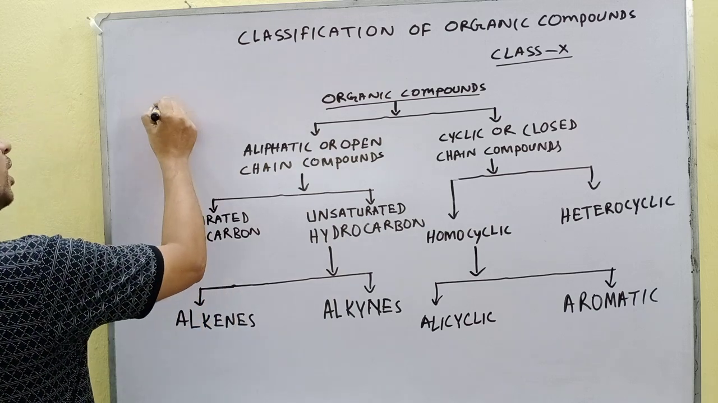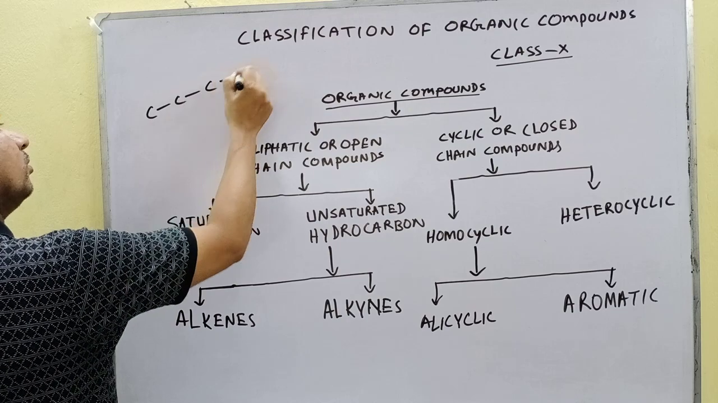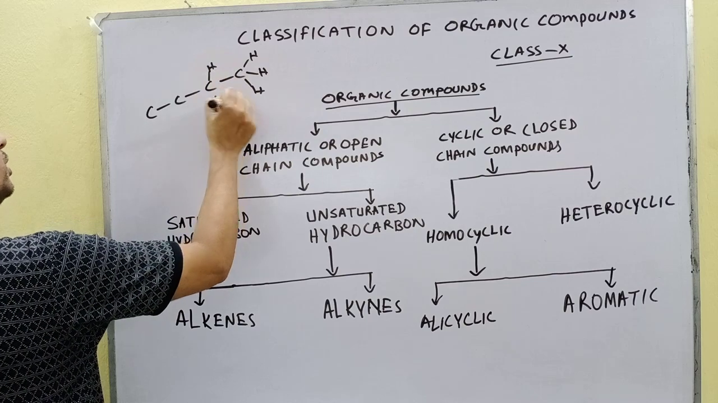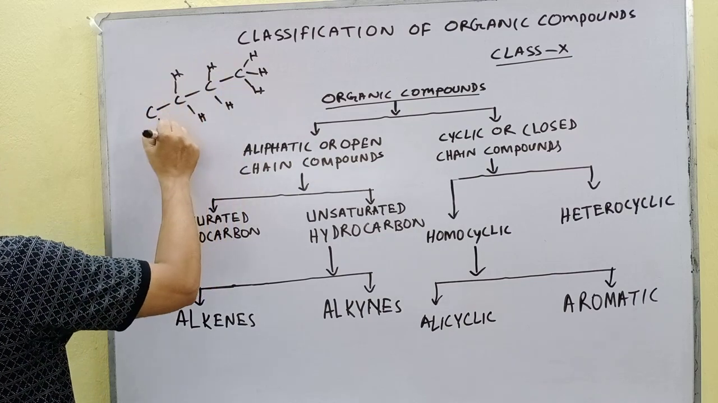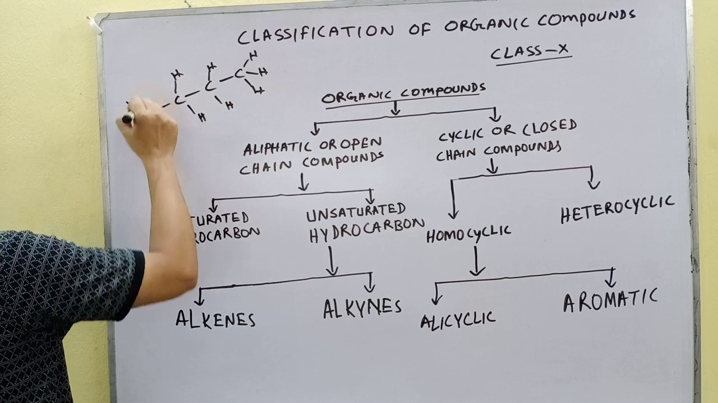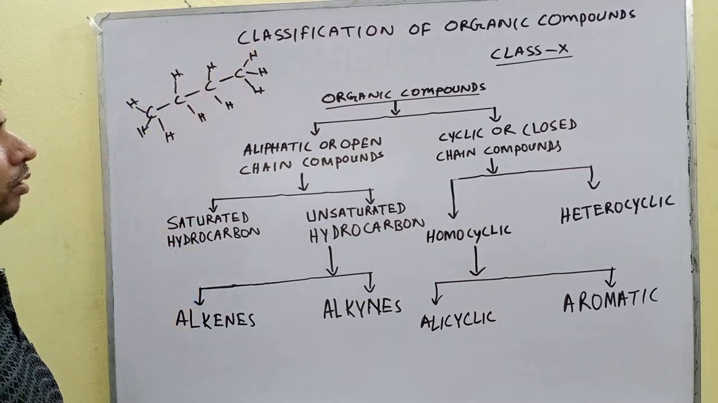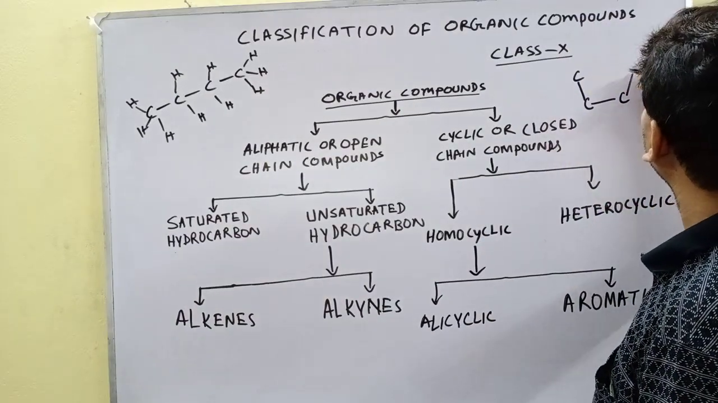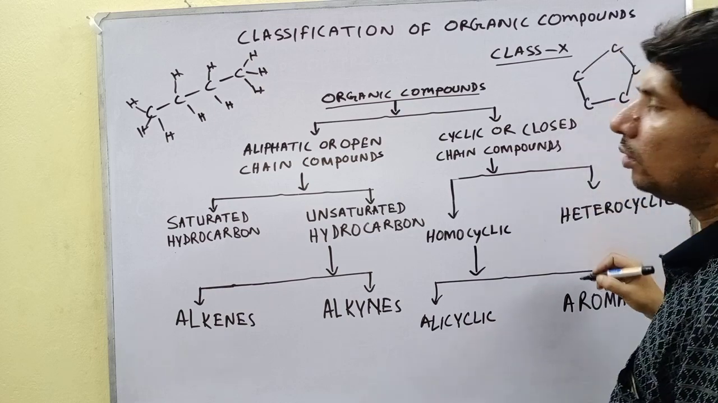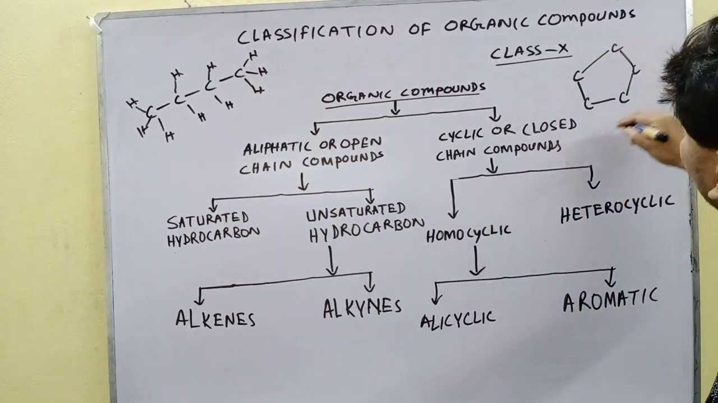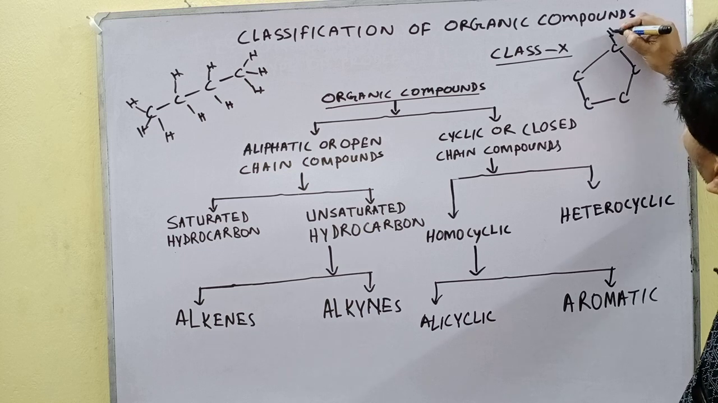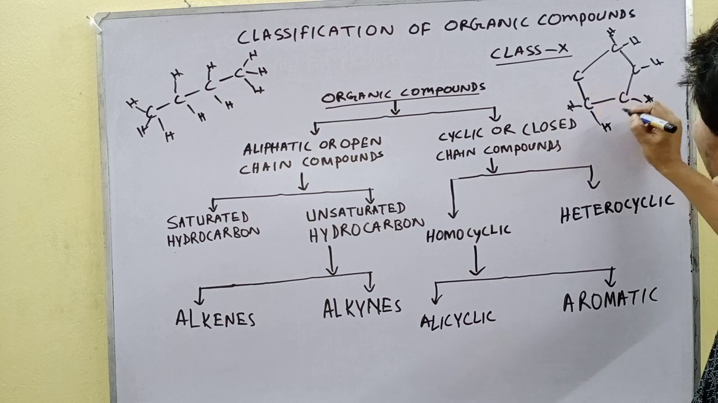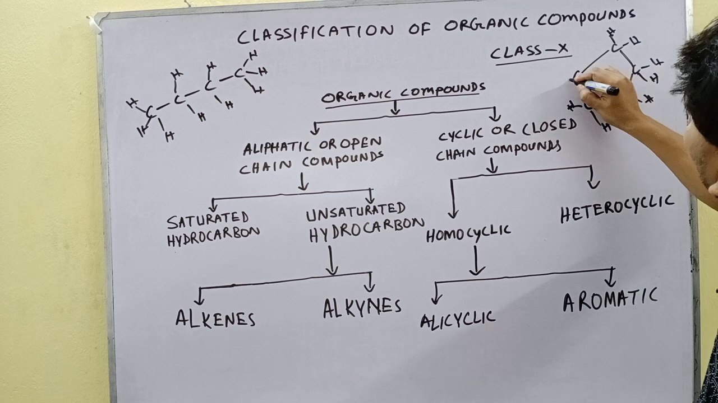Aliphatic means carbon-carbon open chain, with hydrogens attached. At first we are discussing only hydrocarbons. So this is open chain. But what is the closed chain? If carbon is here, then carbon, then carbon, then carbon, then carbon, so this is closed. That means it's cyclic, and it contains hydrogens on each carbon.